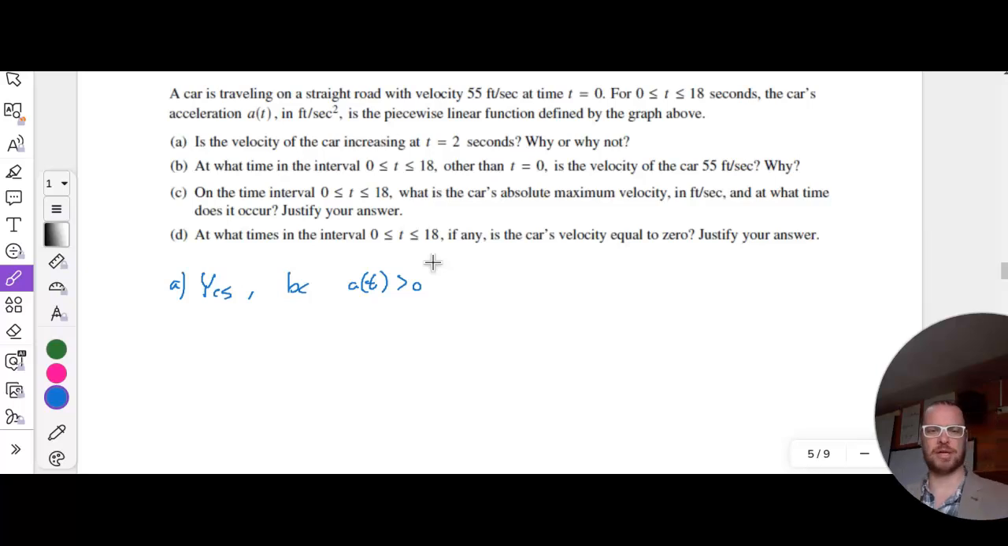And that means that it's going to be increasing or moving to the right, accelerating to the right, I guess, is another way to think of that. All right, so then B, at what time interval from 0 to 18 other than t equals 0 is the velocity of the car 55 feet per second? So in this case, we know that from 0 to some value x, we don't know exactly what, the integral of a of t dt will be equal to v of x minus v of 0.